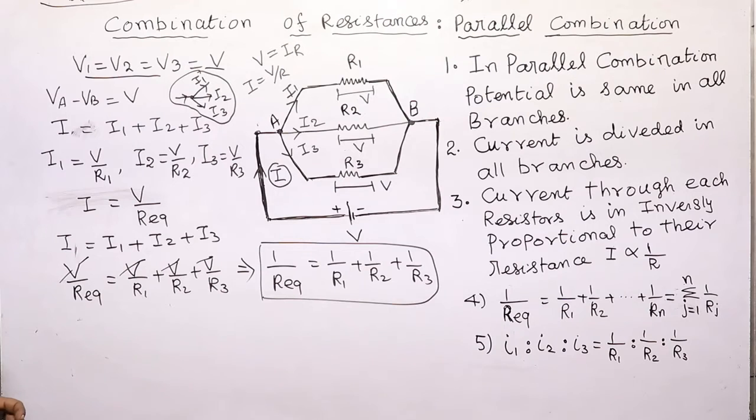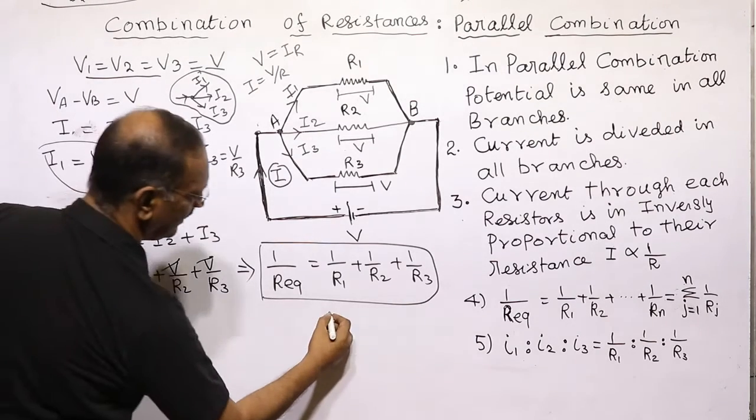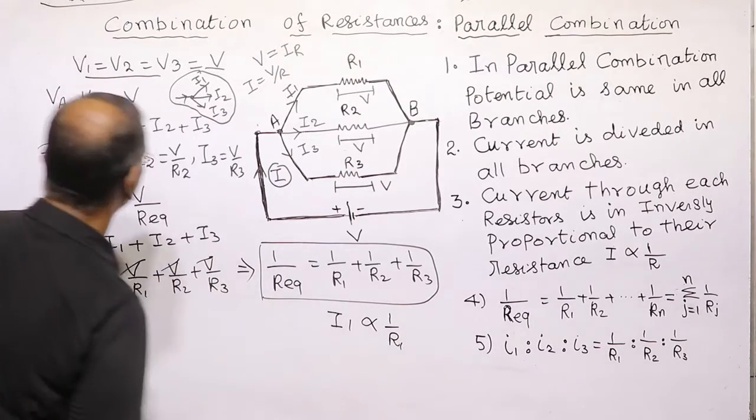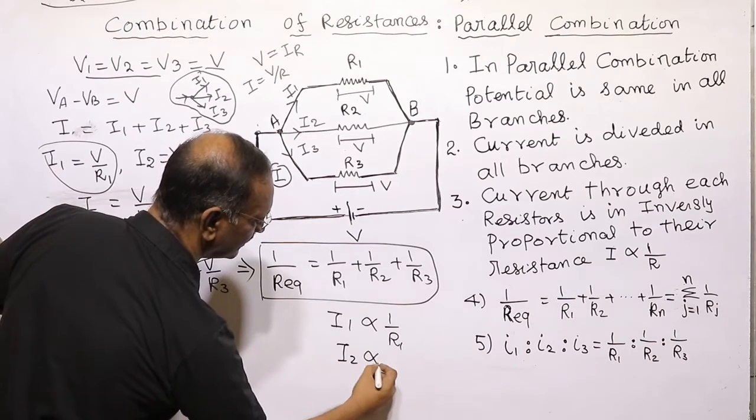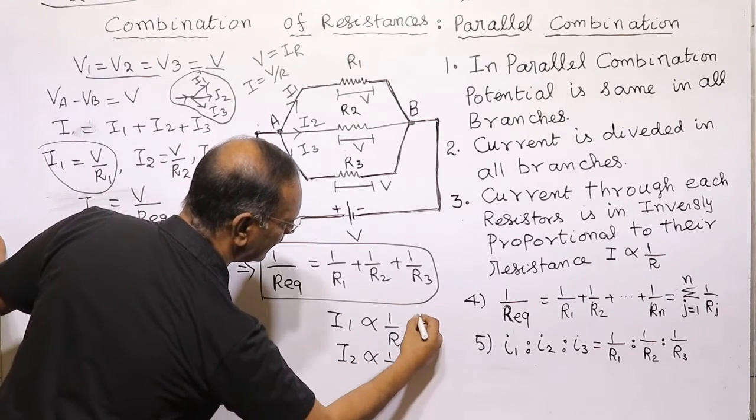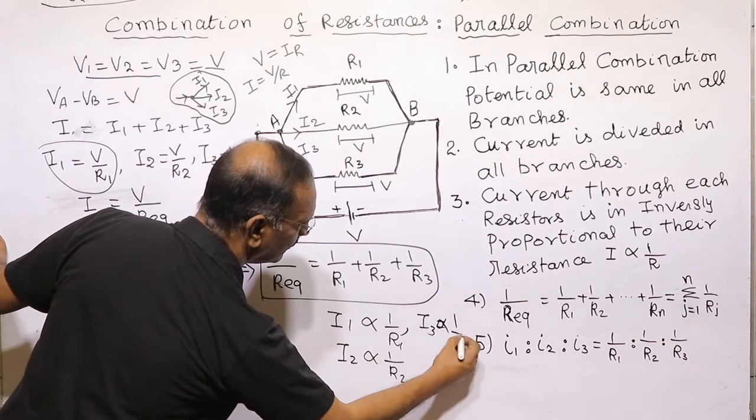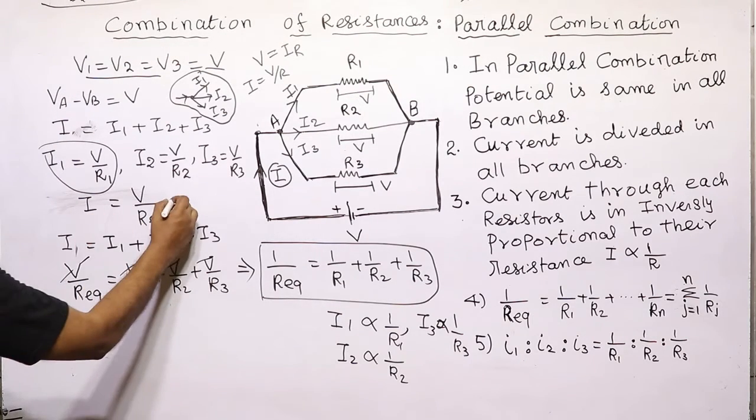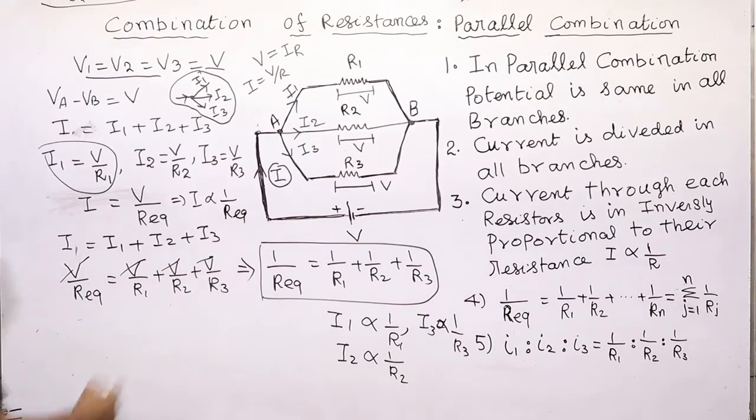Current through each resistor is inversely proportional. Why do we call it inversely proportional? See here, I1 is equal to V by R1, so I1 is proportional to 1 by R1, because V is constant here, here, and here. And I2 is proportional to 1 by R2, and I3 is proportional to 1 by R3. Here also, I is proportional to 1 by R equivalent.